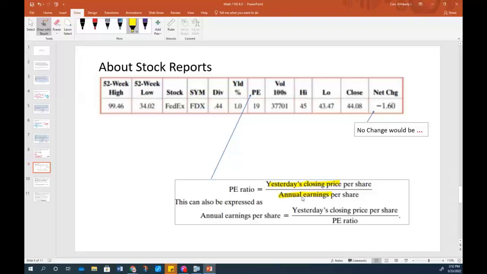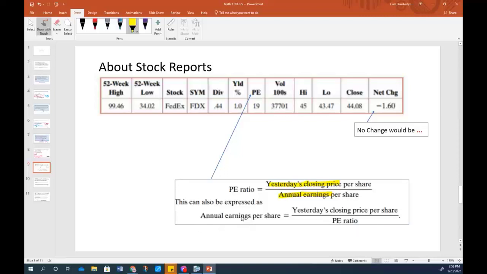Now, just doing a little bit of algebra with that, just rearranging, we can find out the annual earnings per share, and you will have to do that in your homework. It can be found by taking the closing price and dividing it by the price to earnings ratio. This actually is easier to do because these two pieces of information are given to us. In this particular example, the closing price was $44.08, and the PE ratio was 19. So if we take $44.08 and divide it by 19, it equals $2.32.